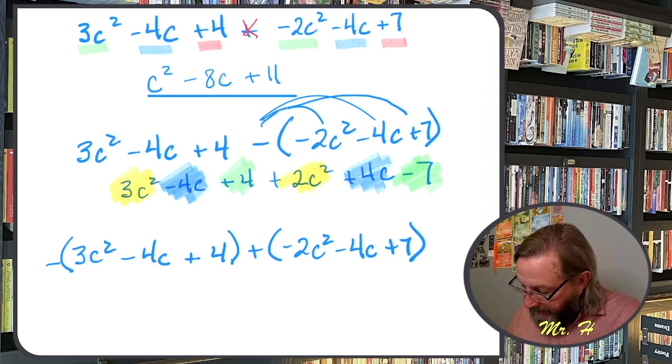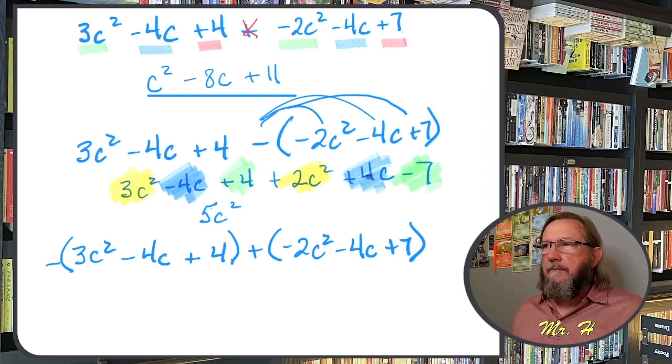So let's put the like terms together. My final answer, I've got 3c squared plus 2c squared. That's going to be 5c squared. Look at what happens here. Negative 4c plus 4c, that's 0.